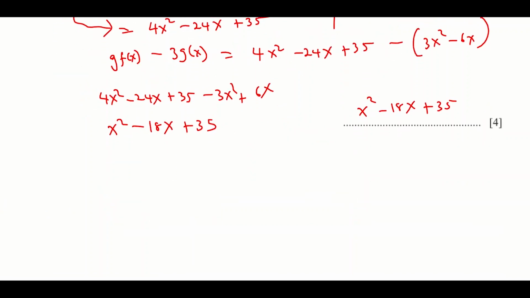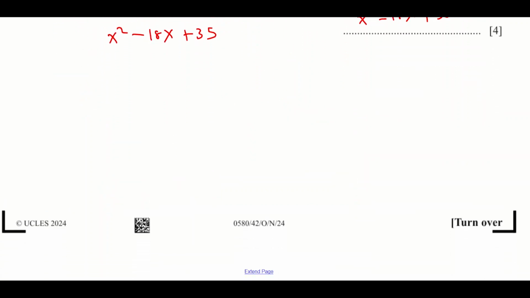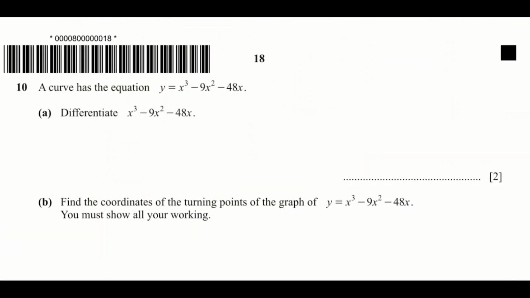So we are approaching the last question, question 10. A curve has the equation y equals x cubed minus 9x squared minus 48x. Part A, differentiate. So we want to differentiate y with respect to x.